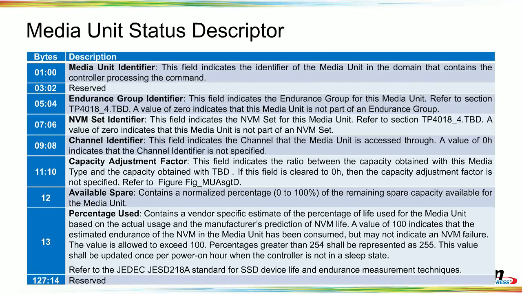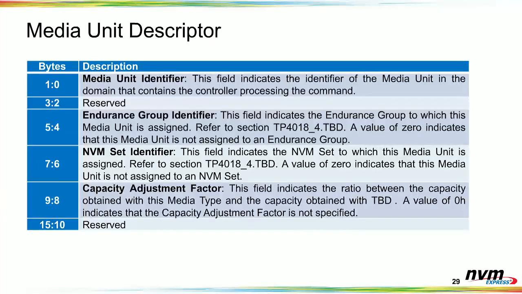We also maintain, when it's not part of an endurance grouping set, how much of that spare capacity is still available on the media unit. And then also a percentage used that tells you how worn or how long-lived that piece of media can live, etc. So that's the details of the interface for each of those media units. And when you actually specify a media unit, what you specify is the endurance group, the set, and its capacity adjustment factor.